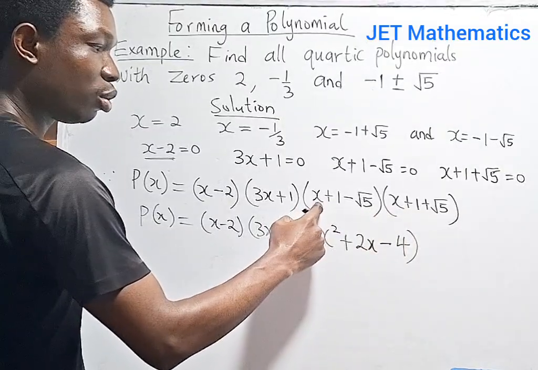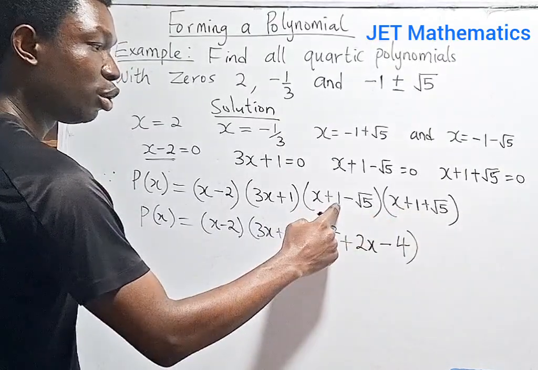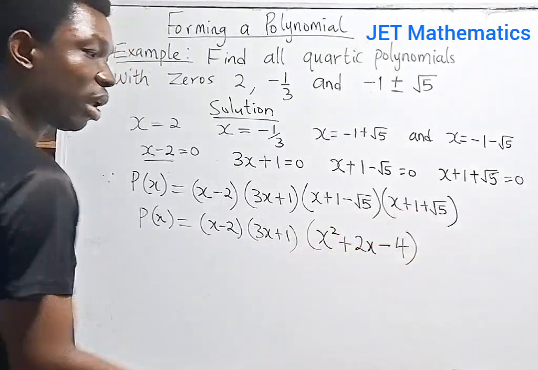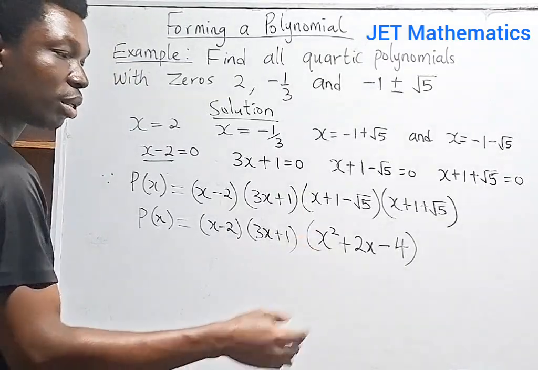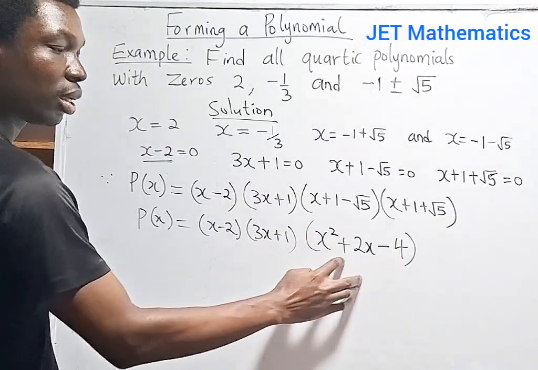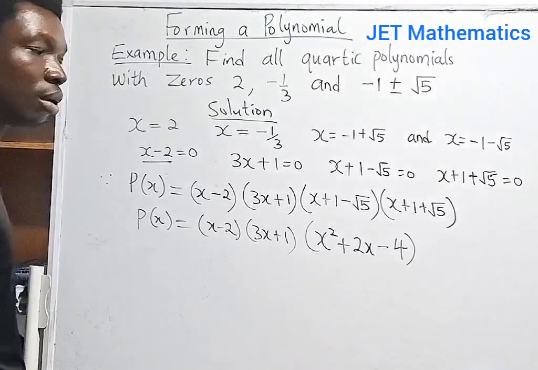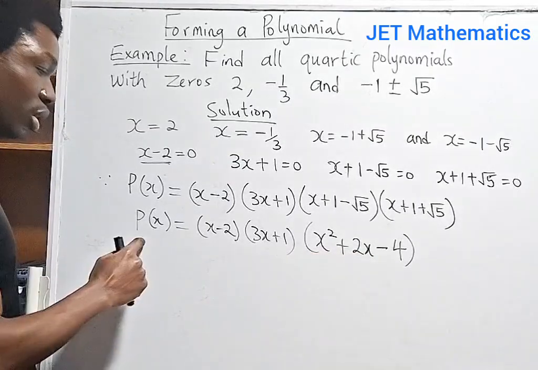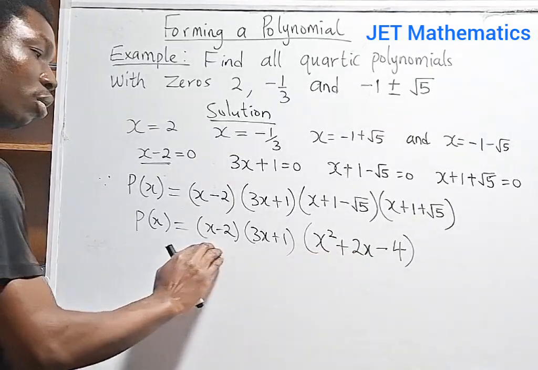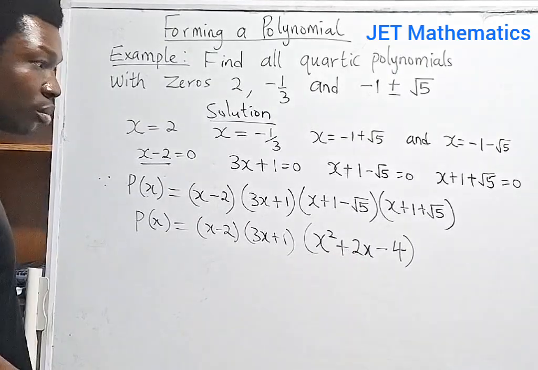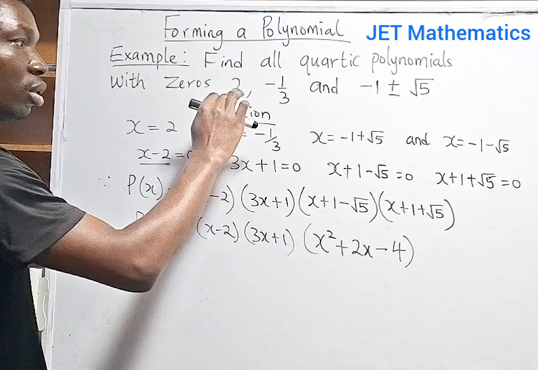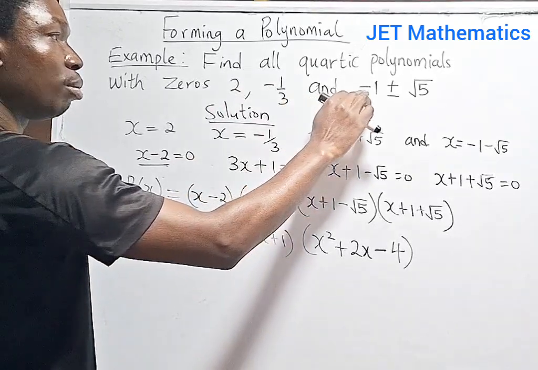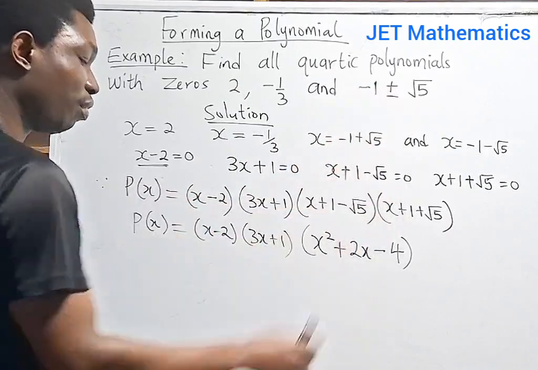So we get this if we expand just these two terms. When you expand, use x to multiply everything here, use 1 to multiply everything here, and use minus root 5 to multiply everything here. Collect like terms and simplify. You're going to get this factor. So this is the polynomial with the roots or zeros 2, minus 1 over 3, and minus 1 plus or minus root 5.